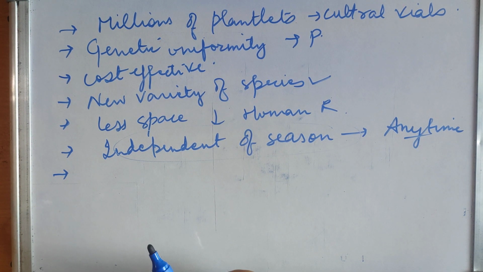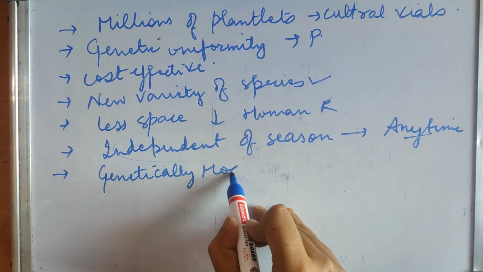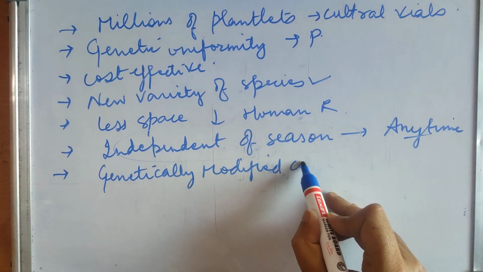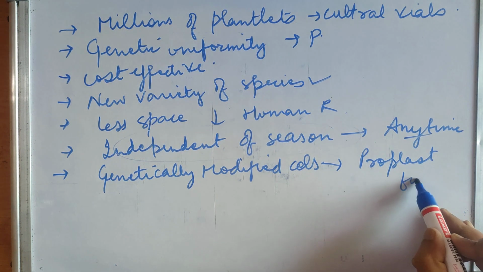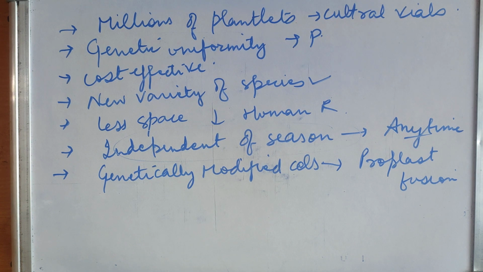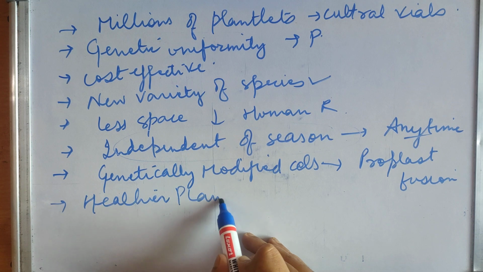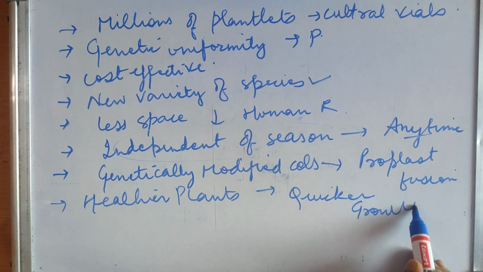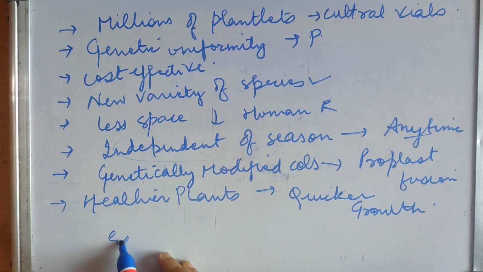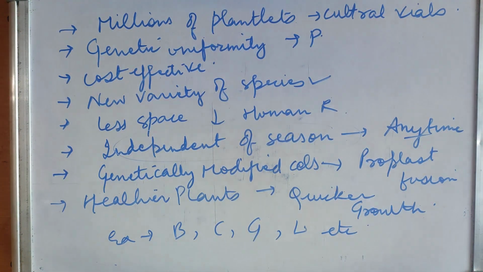It assists in regenerating genetically modified cells after protoplast fusion. It often produces healthier plants, which leads to quicker growth. And it has been used and can be used in plants such as banana, citrus, grapes, lilies, etc. So this was about micropropagation.